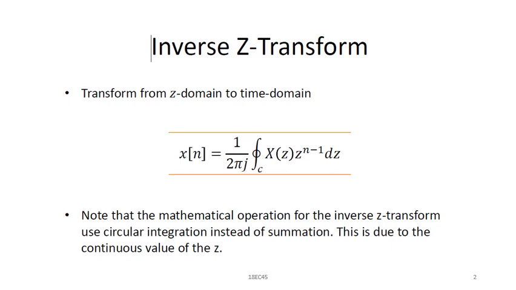And its inverse Z transform means you're converting a z domain signal into a time domain signal. So the given signal will be X of z, and you're obtaining x of n. The equation used to obtain the inverse Z transform is x of n is equal to 1 by 2 pi j, the closed integral of X of z, z to the power n minus 1 into dz.